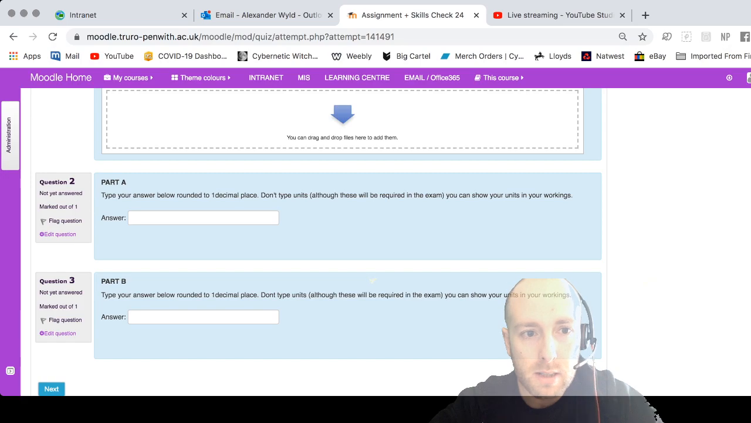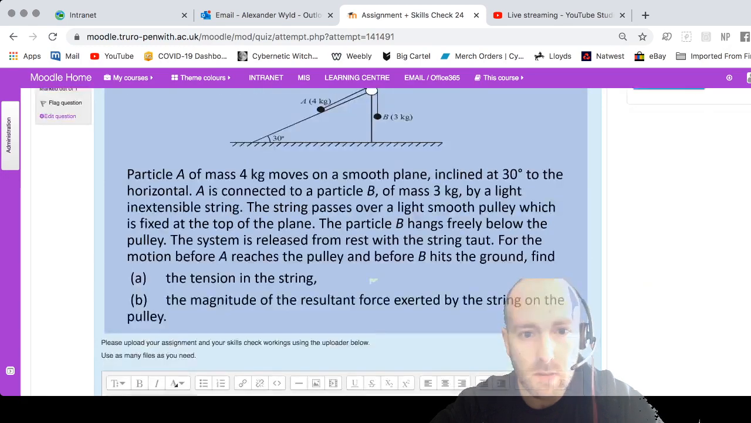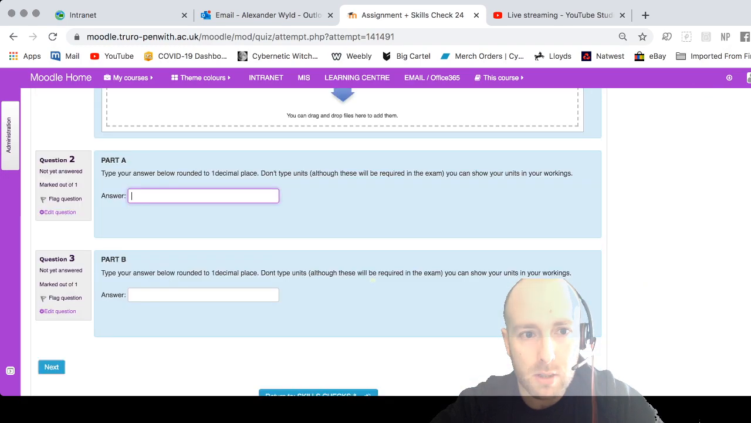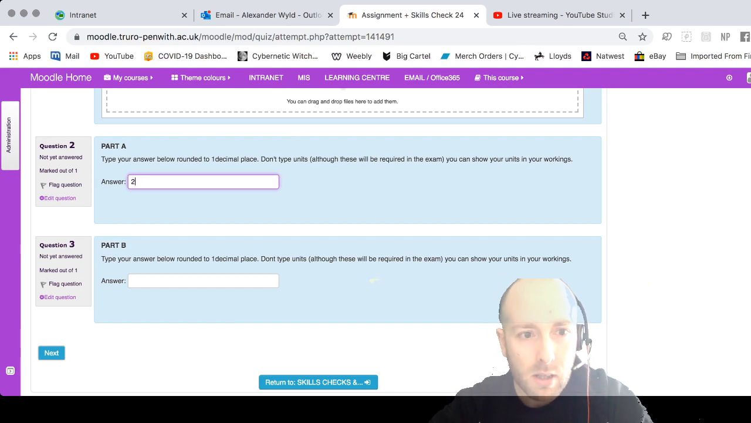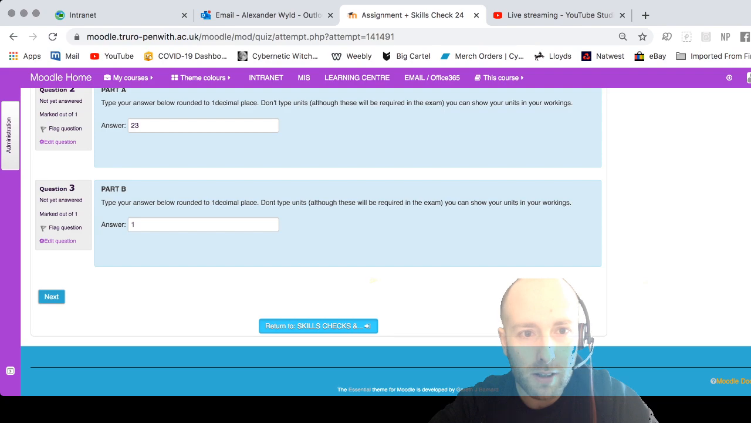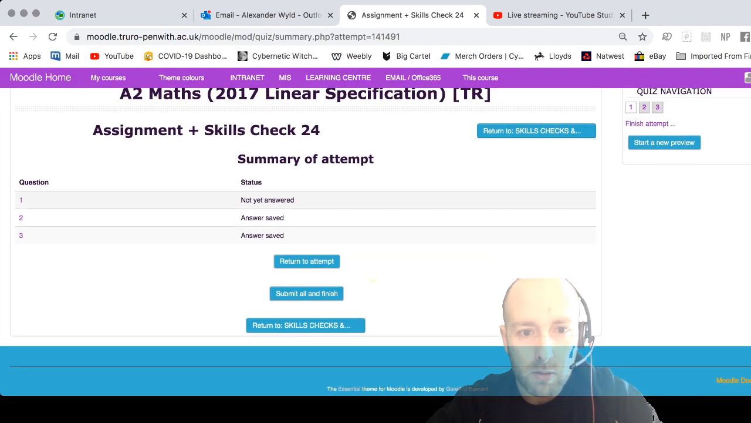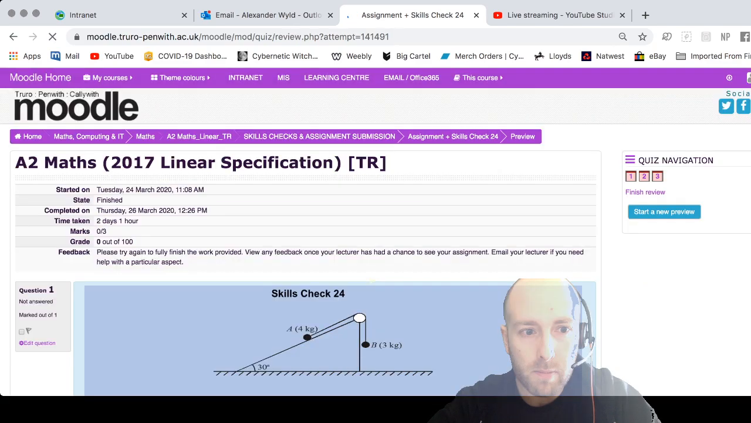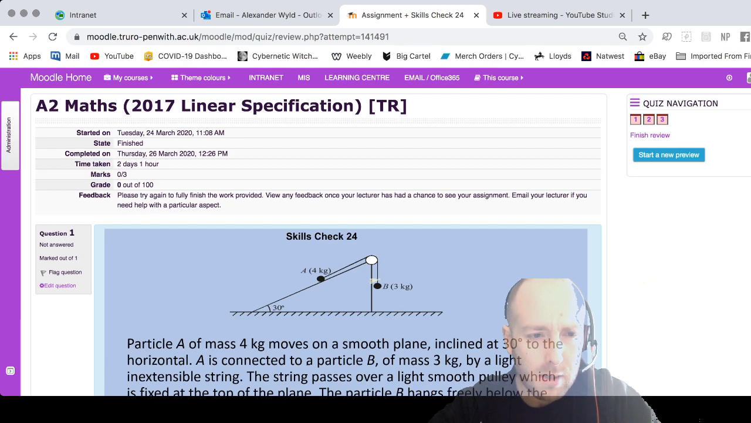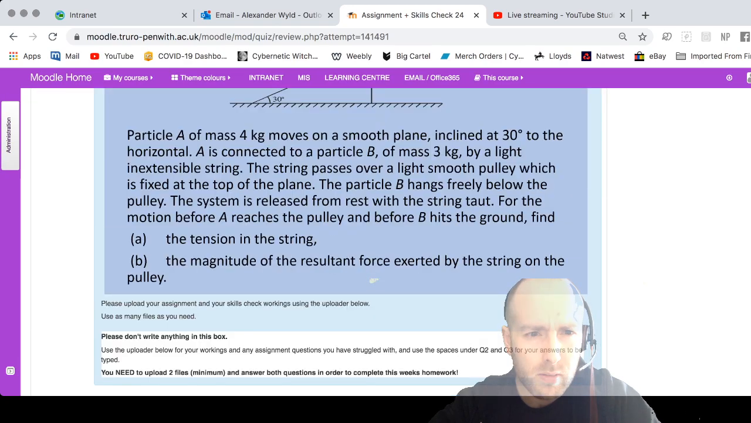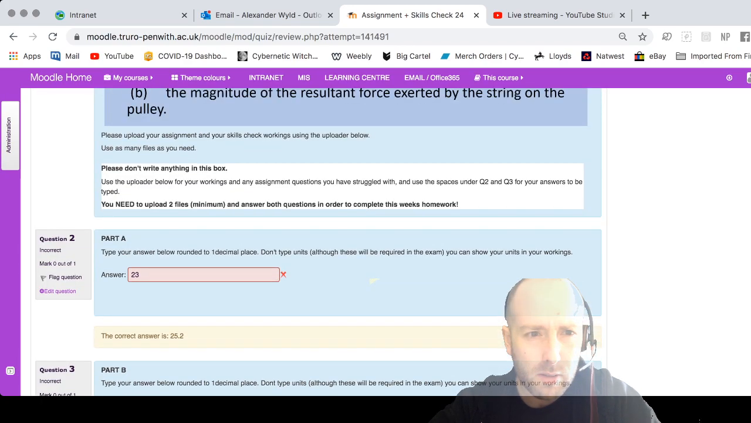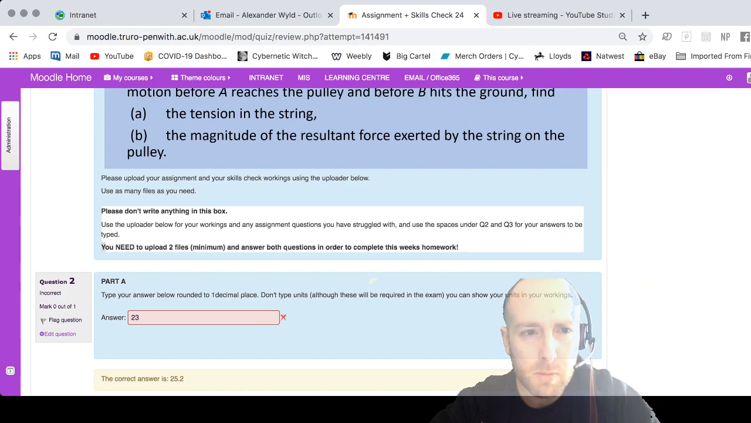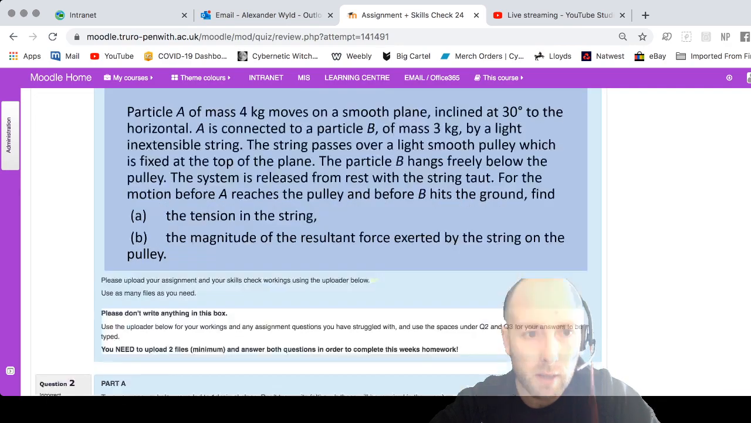Then you type your answers here, so you can see the question has asked you for the tension and the resultant force. Type the tension in there, so let's type in 23. Type in resultant force 1. I'm going to get it wrong. Then if you click next, submit all and finish, and we get told off because I didn't upload anything. So I got this one hasn't been marked yet, but if you look, I haven't actually uploaded anything. So it says I need to upload 2 files minimum. So please upload your files there.